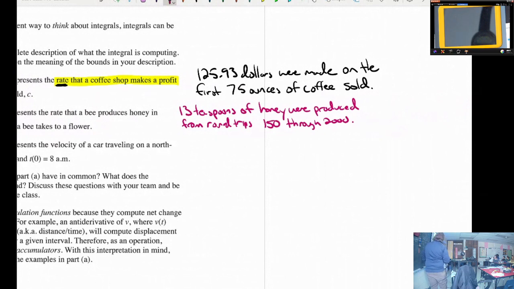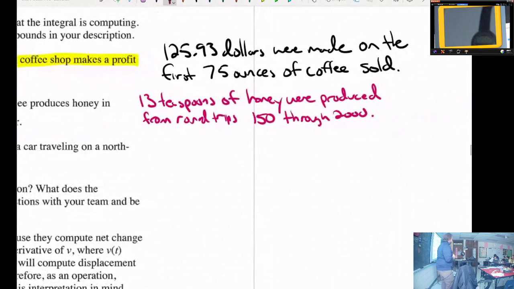Again, these sentences are very formulaic and wordy, but they are following exactly what the integral is saying. The bee made 13 teaspoons of honey from round trips 150 through 2,000. You'll see the round trips over on the integral.